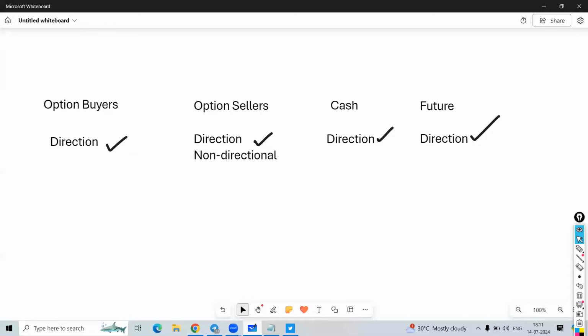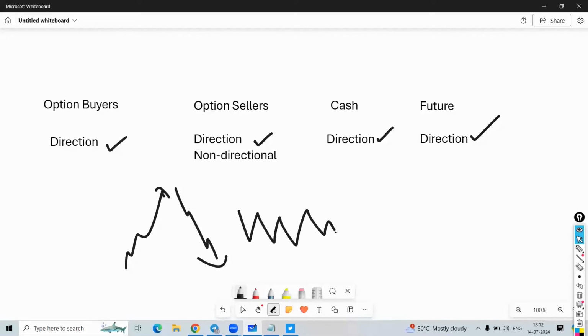Whether you're an option buyer, seller, cash trader, future trader, all traders want to know the direction in which the market is going to move. Do you agree with this? Whether it will move up or down or stay sideways? Those who are very new to the session, whatever discussion I'm doing here, ultimately I will connect all the dots. Whatever I'm talking, there is nothing time pass. I will make sure to connect all the dots as the session progresses.